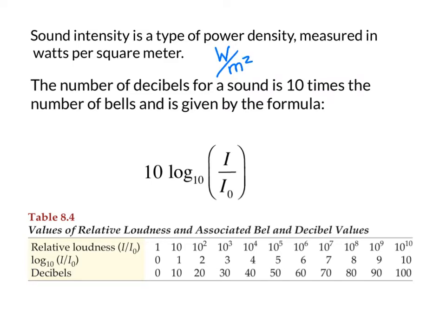So the number of decibels for a sound is 10 times the number of bells and is given by the formula. The 10 times comes in at the beginning of our formula: it's 10 times the log base 10 of the relative loudness equals a value, and we'll talk more about that in just a second. We'll put that decimal value there.